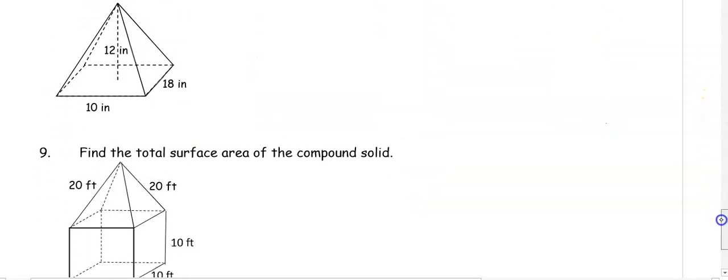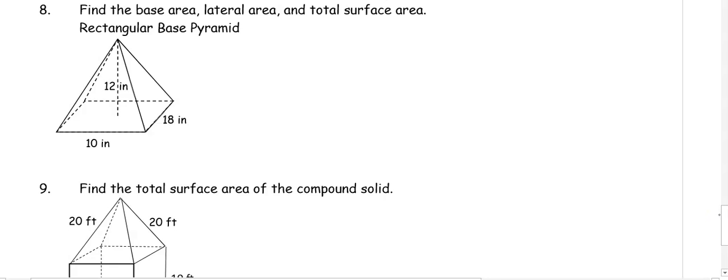In number 8, we want to find the base area, the lateral area, and the total surface area of a rectangular base. In a rectangular base, our base is just going to be base times height, so 10 times 18 would be 180 inches squared.